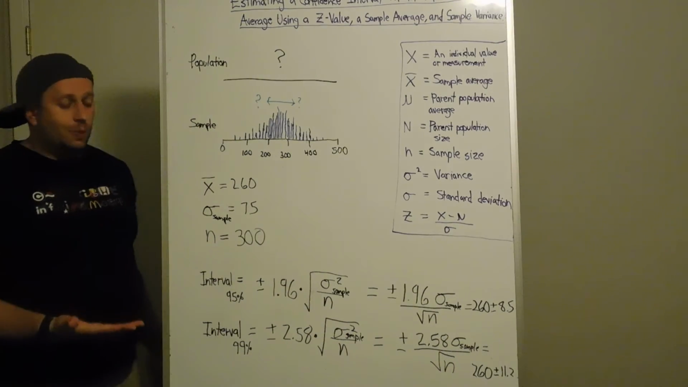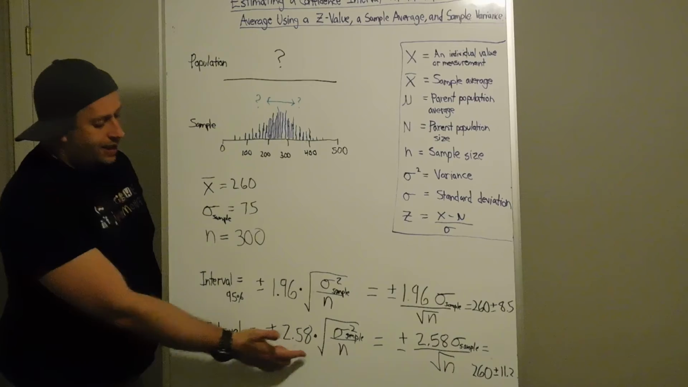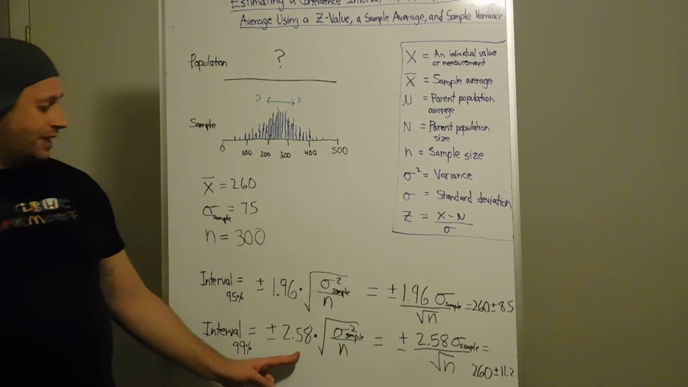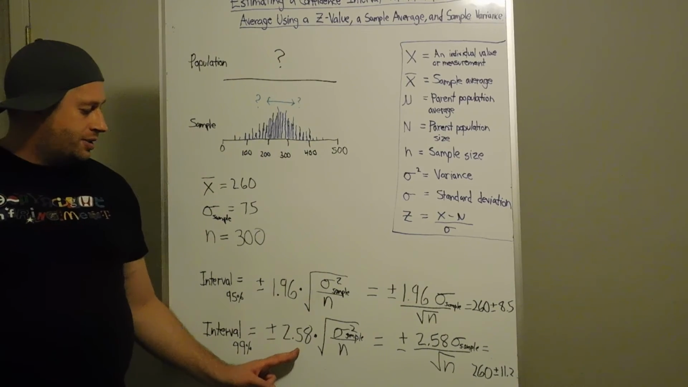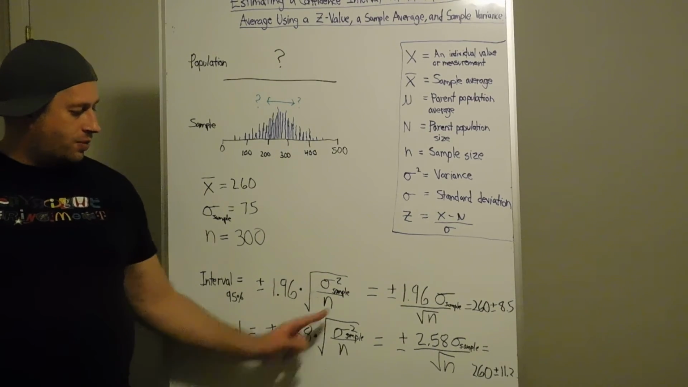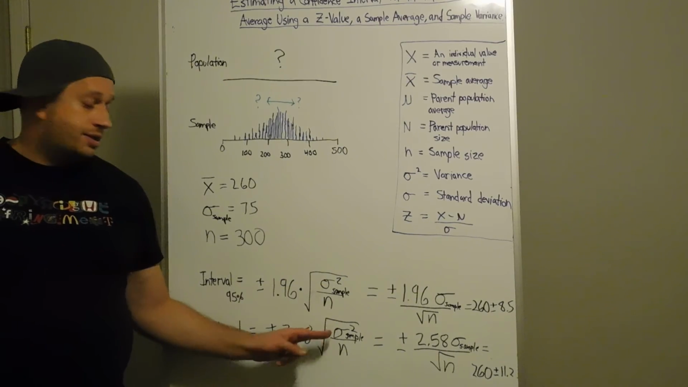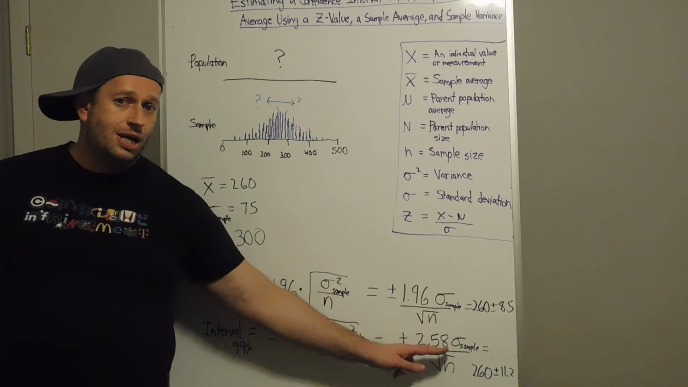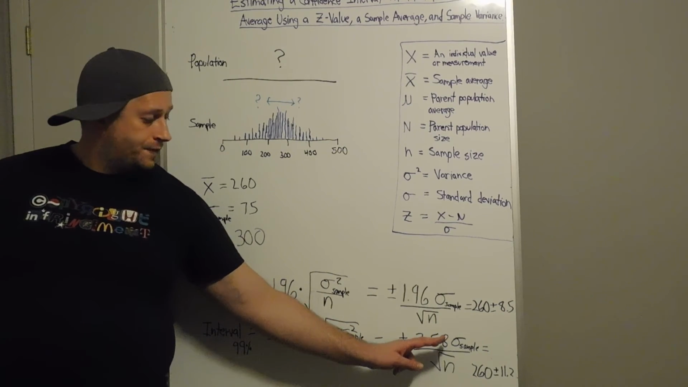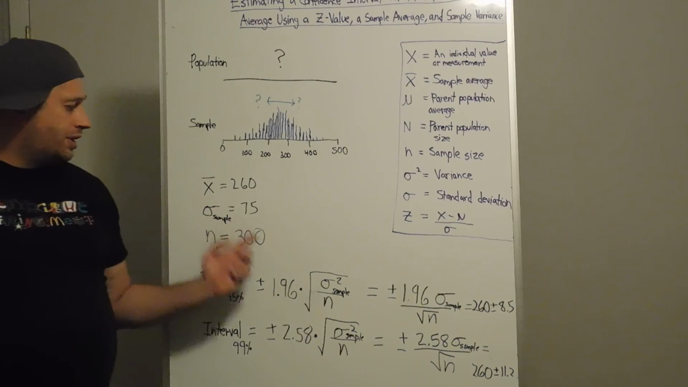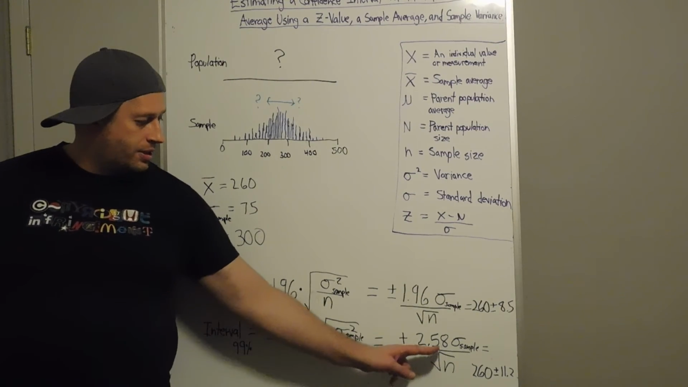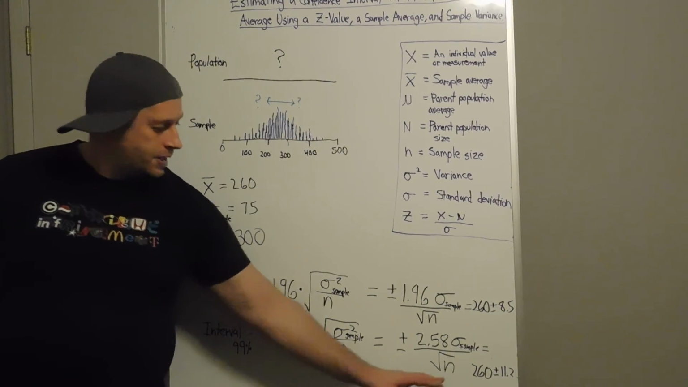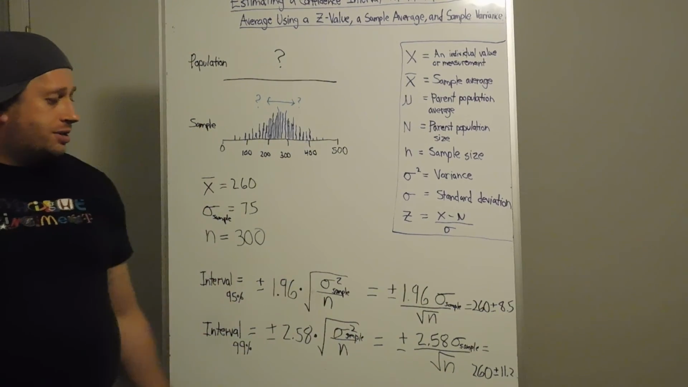What if we want 99% confidence? You'd have to look at a z table to find this out, but it's 2.58. That's what the z is for that. So you take that z value for 99%, times the sample standard deviation divided by the square root of n. I just gave the standard deviation here, so we can just do the algebra. Take 2.58 times 75 divided by the square root of 300, and we get 260 plus or minus 11.2.